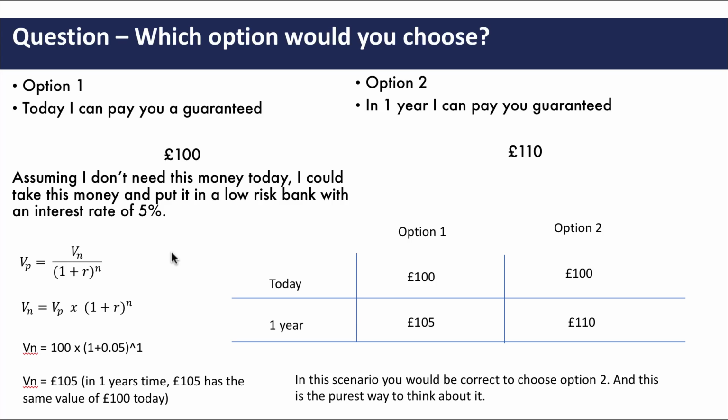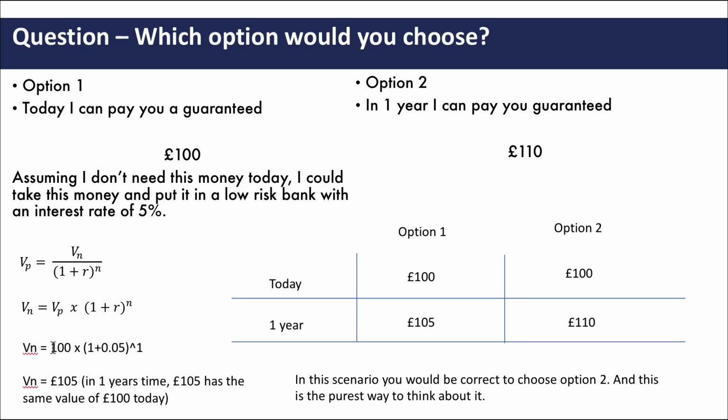Alright then, so we can put this into the equation. We can say that VP equals Vn over 1 plus R to the power n. So let's rearrange this equation for Vn. We can say, how much is a future sum of money going to be given a present sum of money, which is £100? So we can work it out.